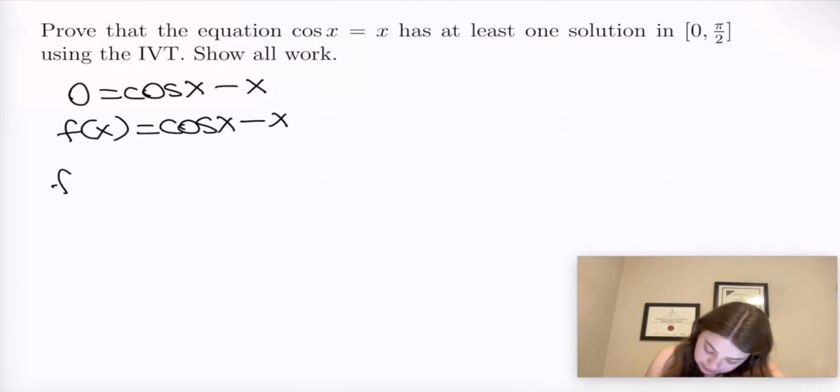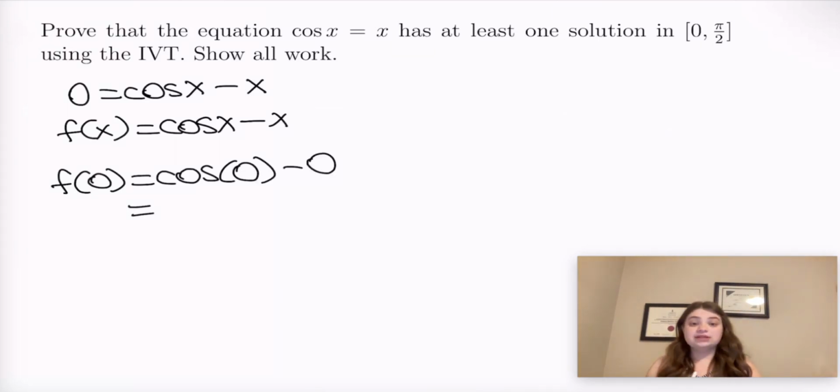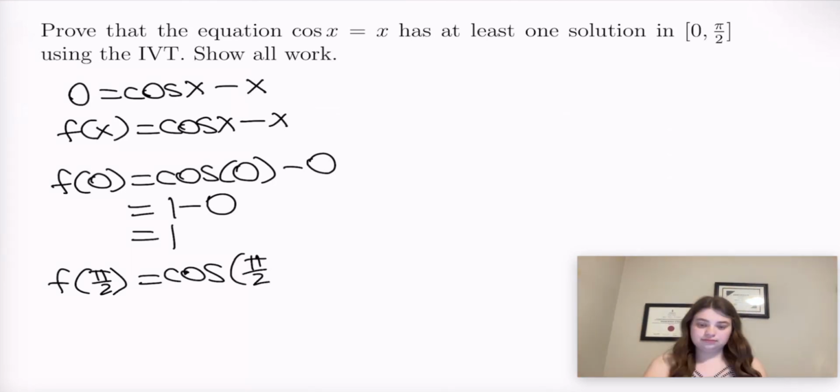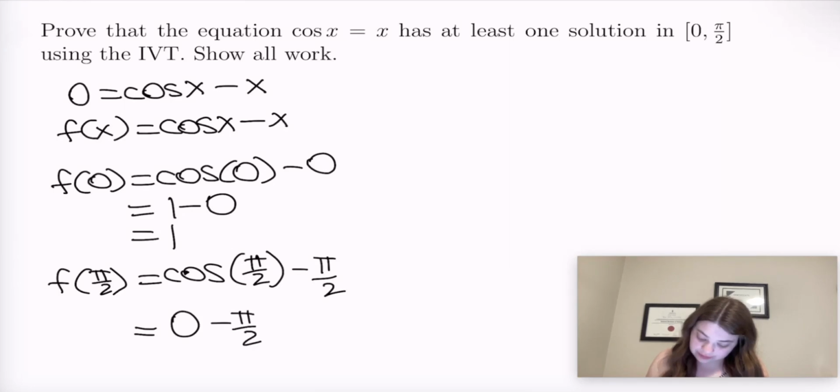So f of 0 is going to be equal to cosine of 0 minus 0. Now, what's cosine of 0? That'd be 1, right? So that's going to be 1 minus 0, which is 1. Then I'll do the same thing with pi over 2. So what is f of pi over 2? That'd be cosine of pi over 2 minus pi over 2. All right, and what is cosine of pi over 2? Well, cosine of pi over 2 would be 0, so we would just get 0 minus pi over 2, which is just going to be negative pi over 2.